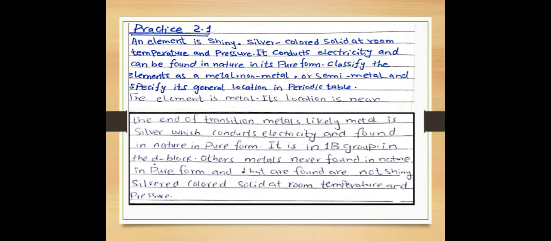It is in one big group in the d block. Other metals are never found in nature in pure form. This is the point to be noted, and those that are found are not shiny silver colored solids at room temperature and pressure.